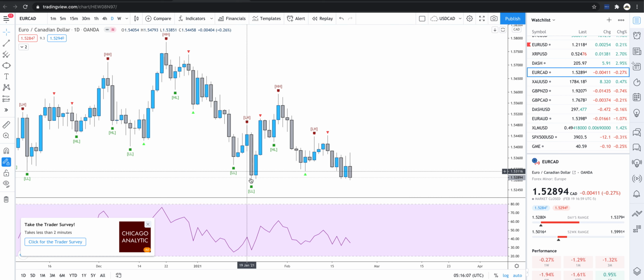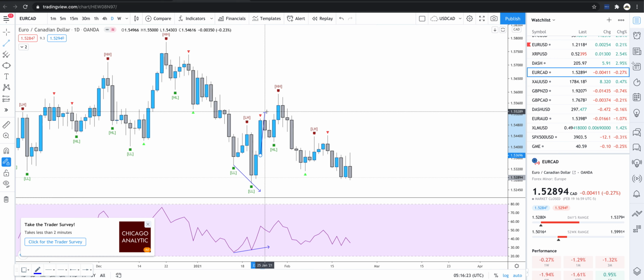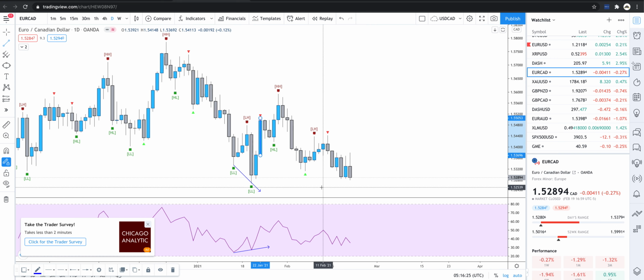Okay, right here. What do we got? Lower lows, but down here at the RSI, you got a higher low. See the divergence? It's going down. Down here it's going up. That's when right here he was able to make this up move inside of this downtrend. You know what I'm saying?